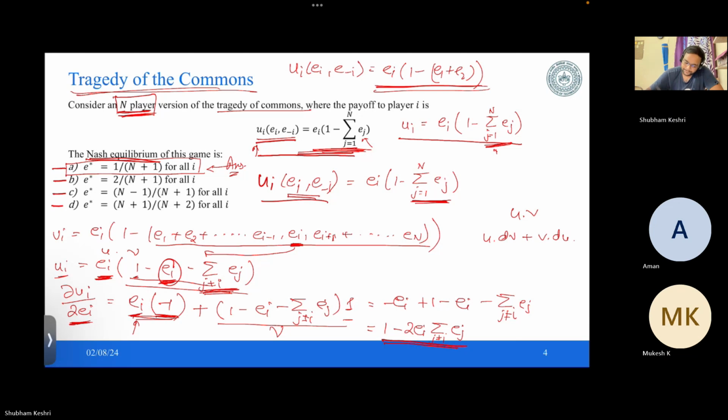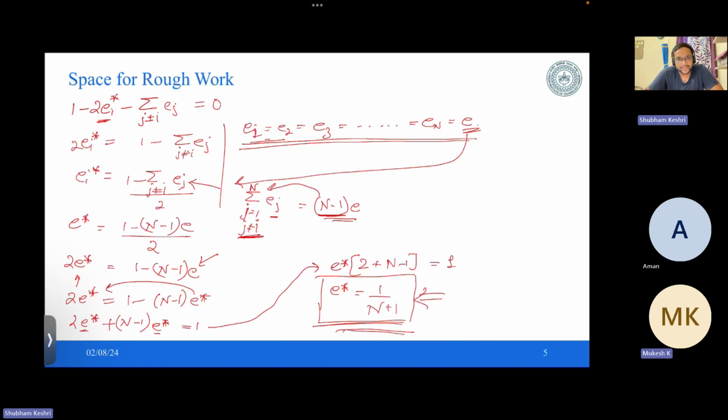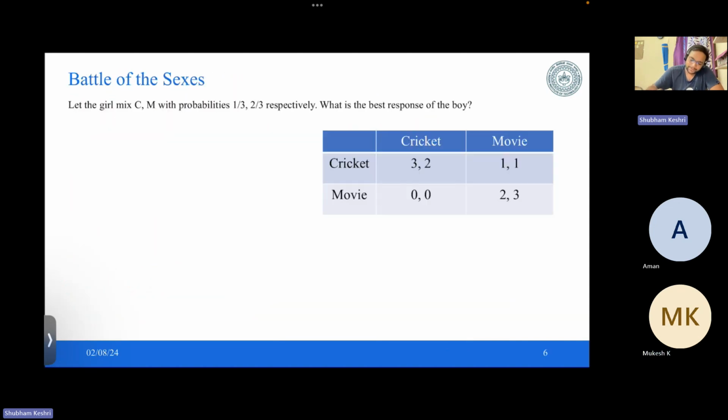Right? And then how we have solved it, and then assuming that all the efforts are the same, we have obtained the Nash equilibrium. Yeah, I got that. All right. So this is another problem in battle of sexes.